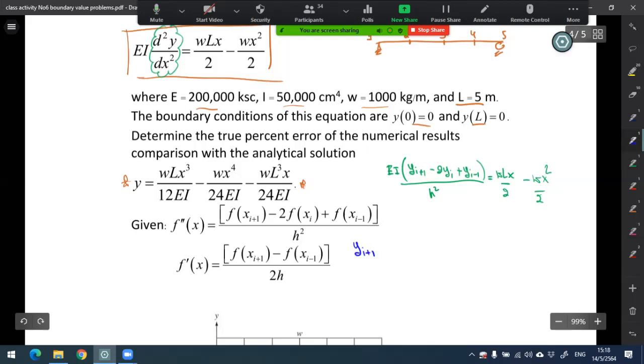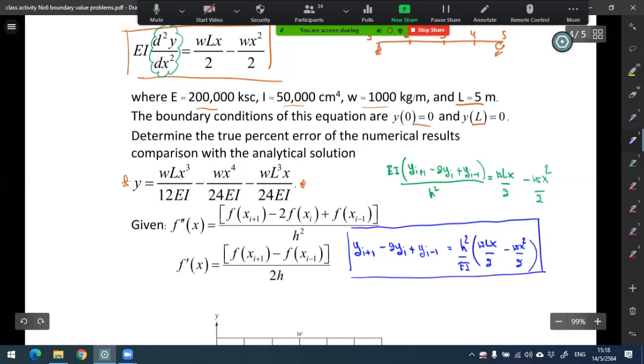yi plus 1 minus 2yi plus yi minus 1 equal to what? Equal to s squared over EI, right, multiplied with WLx over 2 minus Wx squared over 2, right? This is the finite difference equation for each node.